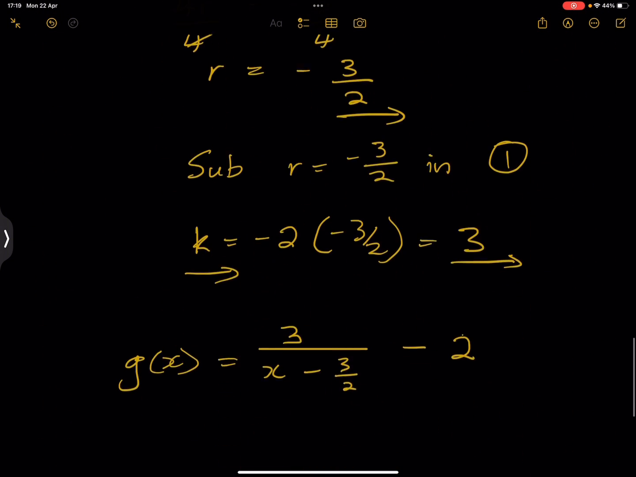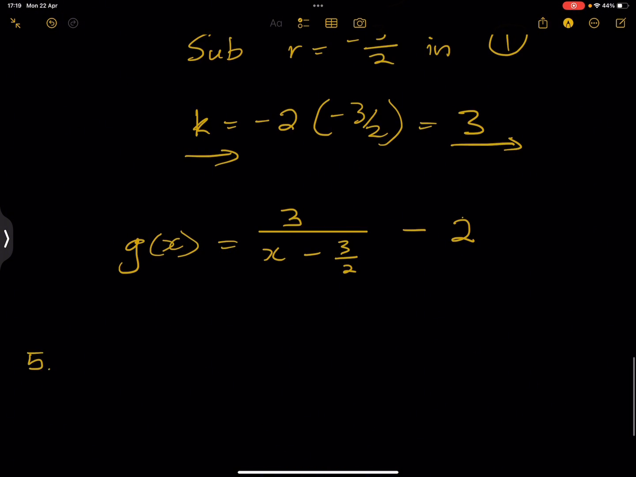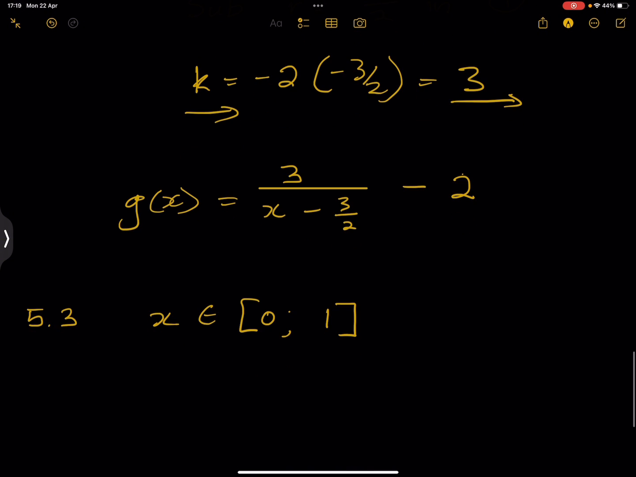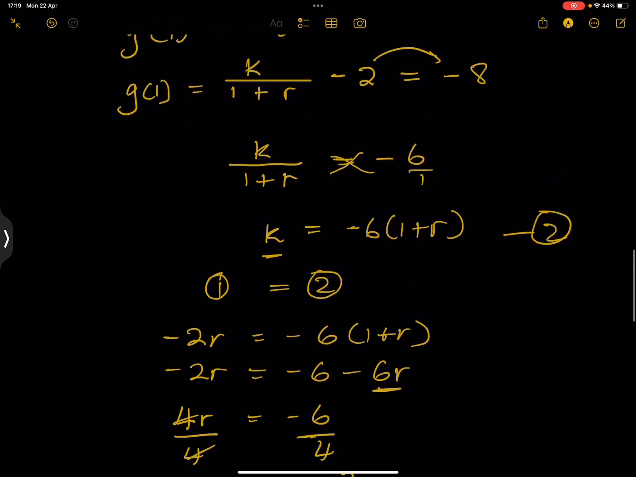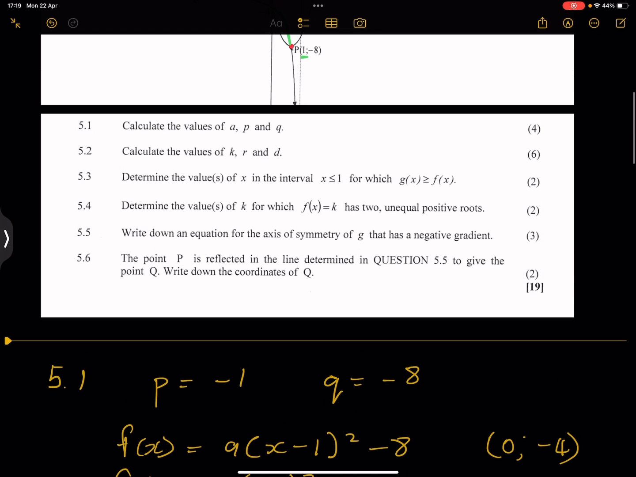So 5.3, I'm going to say x is an element of 0, it is equal at 0, and also it is equal at 1. Or you can say x is less than or equal to 1, and greater than or equal to 0. Okay, and that is how you are going to express that solution there. Right, quickly, let's go on to 5.4.